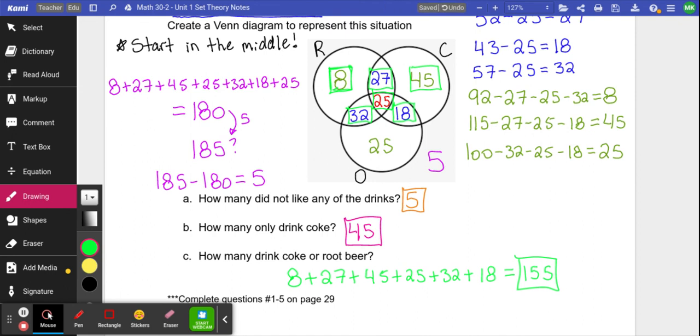Fantastic. That is triple Venn diagrams. Make sure you do some practice. If you're still struggling with triple Venn diagrams, maybe go back and practice your double Venn diagrams. Otherwise, go on and start practicing your triple Venn diagram questions. Take care.